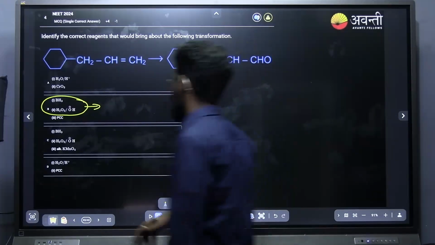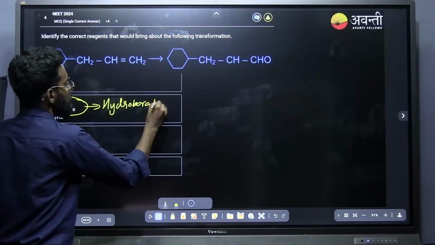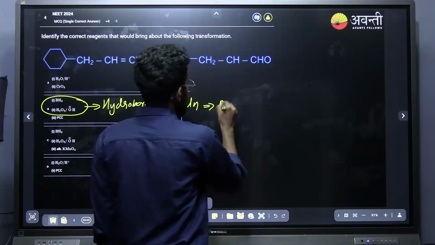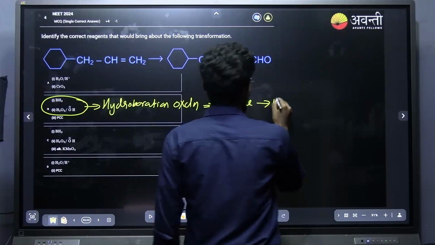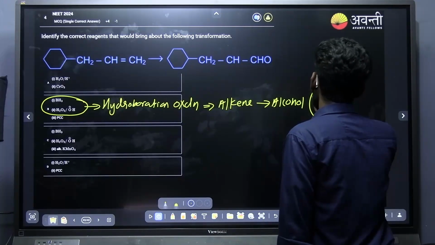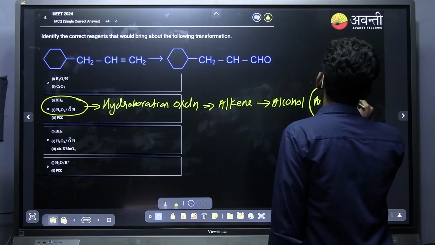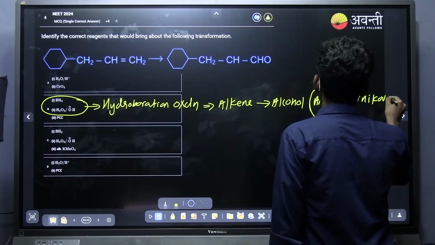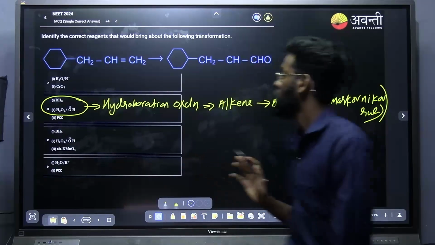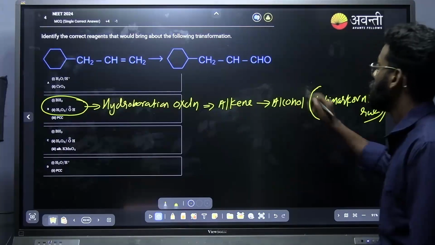Yes, very good. Exactly, Kiran. Hydroboration oxidation. What is this hydroboration oxidation doing? It is converting alkene to alcohol, following anti-Markovnikov rule. Note down this point. BH3 in presence of H2O2 and OH. It is doing hydroboration oxidation, which will convert alkene to alcohol.